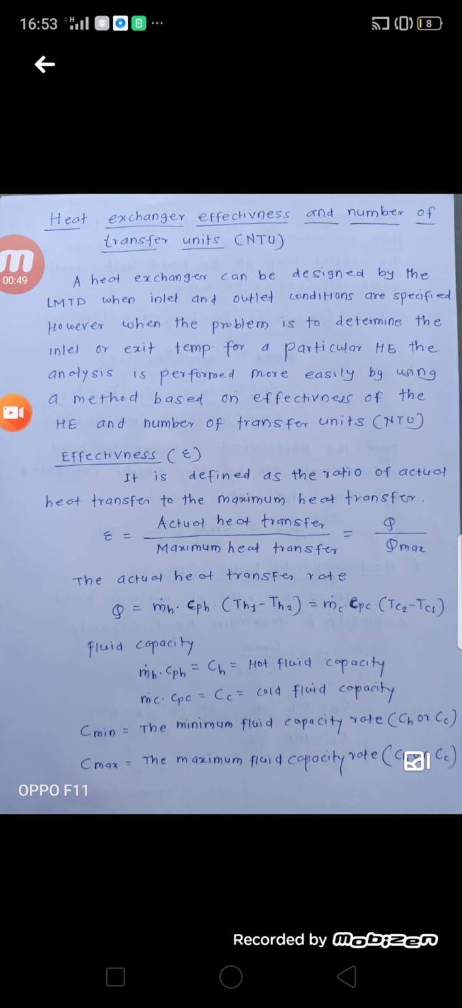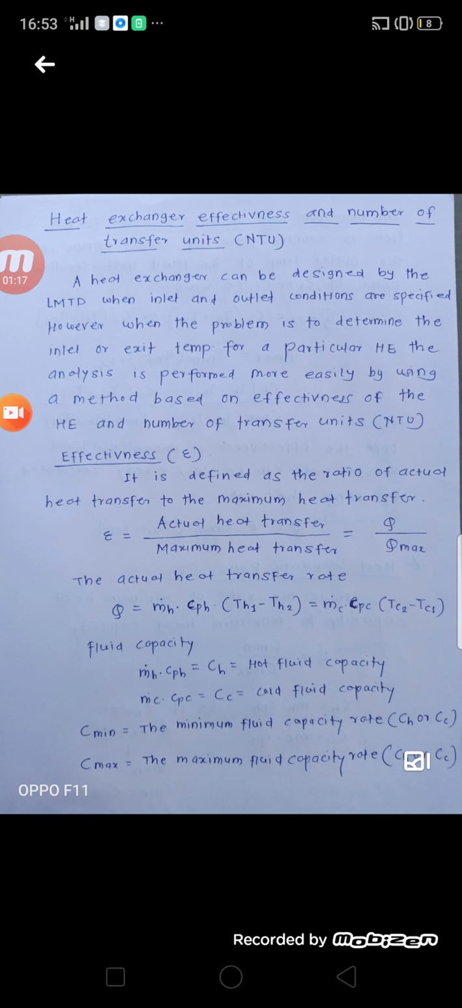So how to calculate that actual heat transfer rate? Q is equal to m Cp delta T. What is the equation related to the hot fluid? That is m dot H into Cph into (Th1 minus Th2). m dot H is the mass flow rate of the hot fluid, Cph is the specific heat of the hot fluid, Th1 is the inlet temperature of the hot fluid, and Th2 is the outlet temperature of the hot fluid. By using that equation, you calculate the actual heat transfer rate.